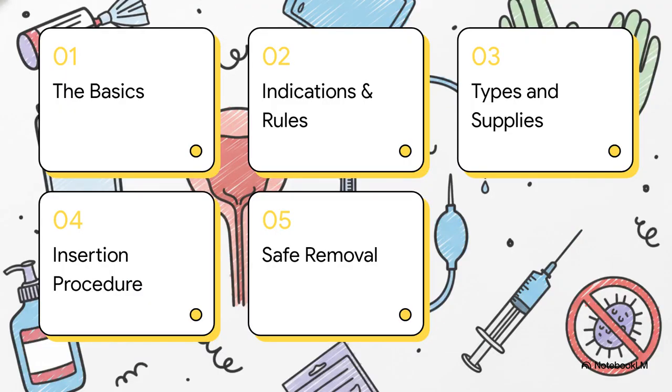Okay, let's take a quick look at our roadmap for today. We're going to cover 1. The basics, 2. Indications and contraindications, 3. Catheter types and supplies, 4. The insertion procedure, and finally, 5. Safe catheter removal. Let's jump right in.